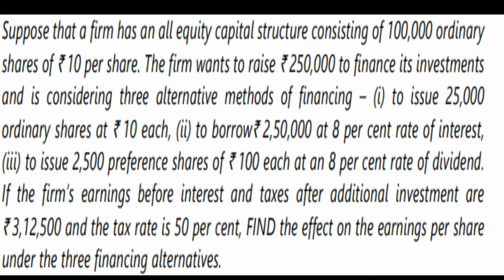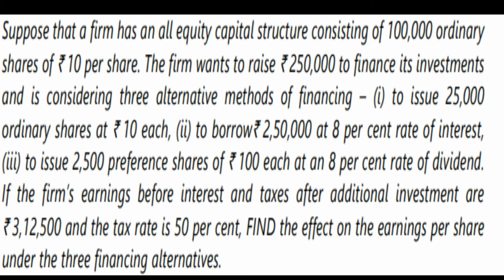Next option is what? They can borrow that 2,50,000 completely at 8% rate of interest. Because it's an existing firm, you have a base of the equity, so you are borrowing 2,50,000 rupees at 8% fixed interest rate, the finance cost is 8%. Now there's one more alternative, that is 2,500 preference shares of 100 each. 2,500 into 100 is 2,50,000. You are completely raising through preference shares at an 8% rate of dividend.